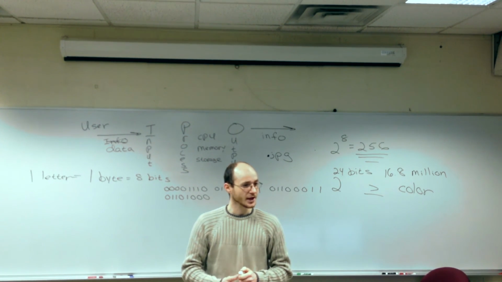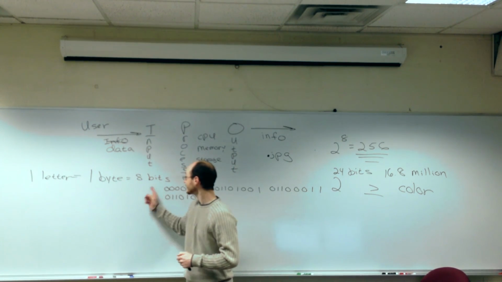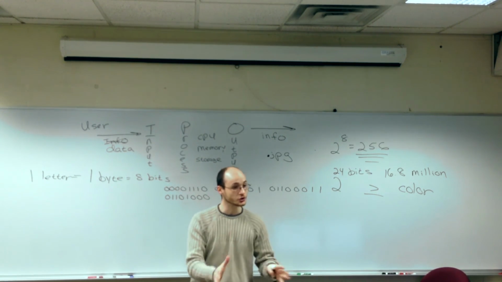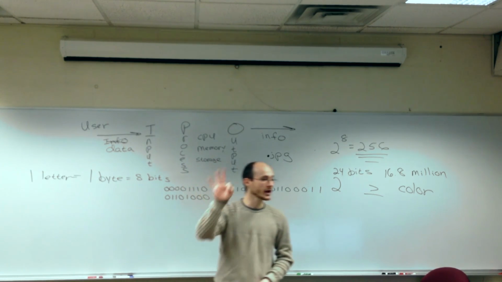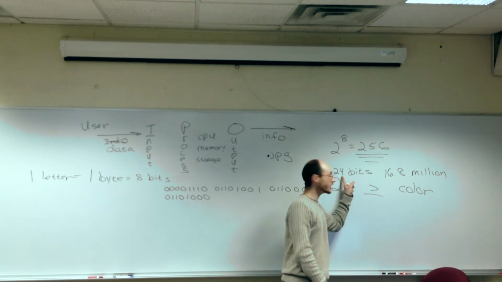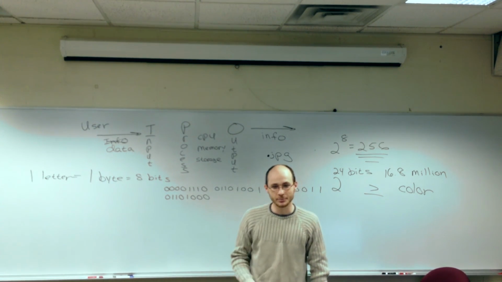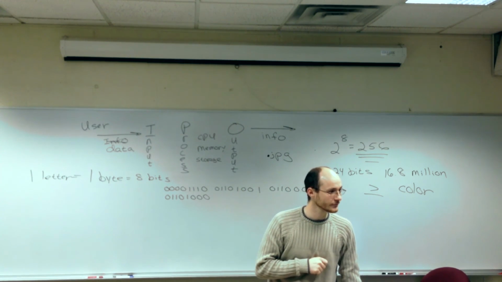RGB. How many bits made up a letter? 8, right? A byte is the smallest unit of storage, correct? If you were to take 8 and multiply it by 3, what would you get? Why did I take 8 and multiply it by 3? Because how many primary colors are there? 3.